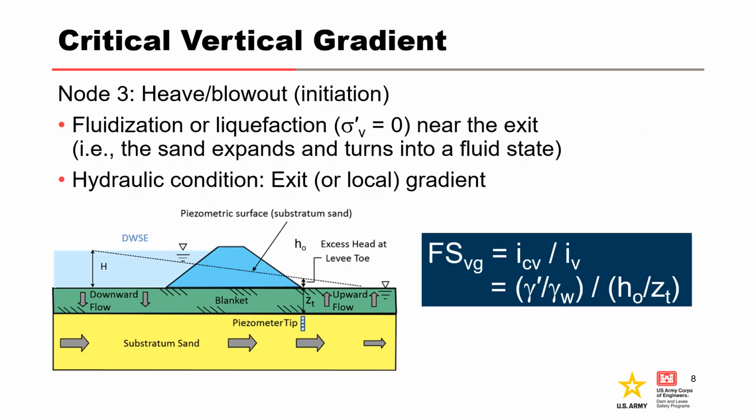Two types of hydraulic gradients are evaluated for backward erosion piping. Node 3 assesses the likelihood of heave or blowout, which involves fluidization or liquefaction near the exit. In other words, the classic Terzaghi zero effective stress condition. For this node, there is a critical gradient above which soil particles are detached, and it is assessed using exit or local gradients. The factor of safety represents an upper bound, and initiation occurs at significantly lower values in many cases. For example, data from Turnbull and Mansur for the lower Mississippi River.